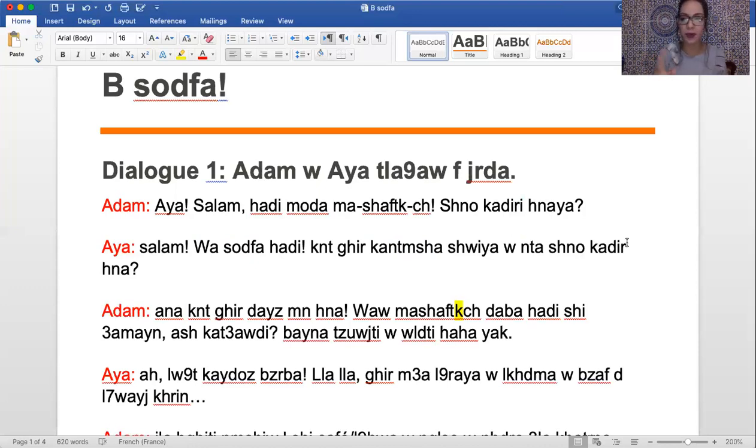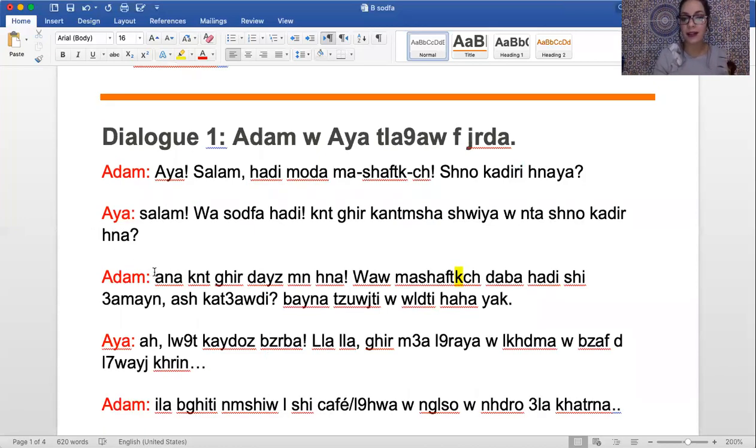If you're a beginner, you're probably confused about a lot of things, but it will make sense later when you know a little bit more about the language. Okay? So أنا كنت صغير. We rarely use the pronouns. أنا is I. We only use it to emphasize. أنا كنت صغير دايز من هنا. So I was just or only passing. دايز is passing. من هنا is from here. I was just passing from here.